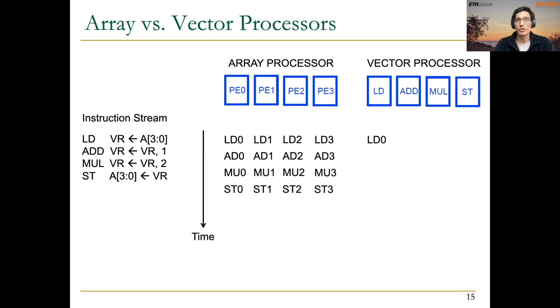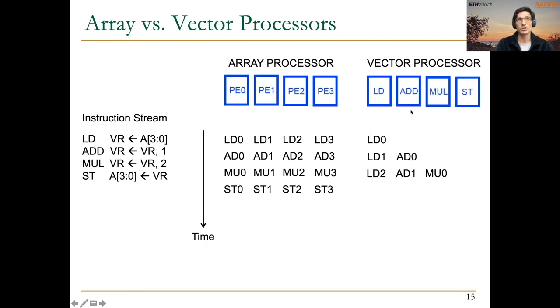On the other hand, for the vector processor, notice that we only have a single load unit. So what that means is we can fetch one element of array A every cycle. So in the first cycle, we load element A0, second cycle element A1, and the third cycle element A2. But notice as well that at the same time, we can start the execution on the other units. Right after the load, we have to execute the vector add.